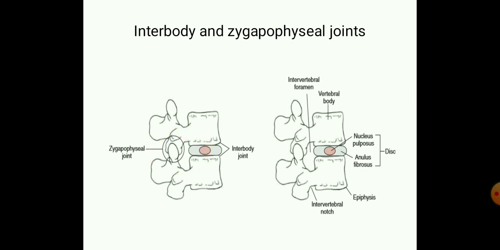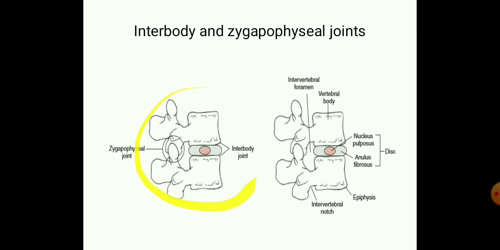So we have right and left facets. In a vertebra we have a superior facet and an inferior facet: right and left superior facets and right and left inferior facets. So how are these zygapophyseal joints formed? First we have two surfaces, proximal and distal, in the zygapophyseal joint. The proximal surface is formed by the inferior facet of one vertebra, and the distal surface is formed by the superior facet of the adjacent vertebra, which is below that.